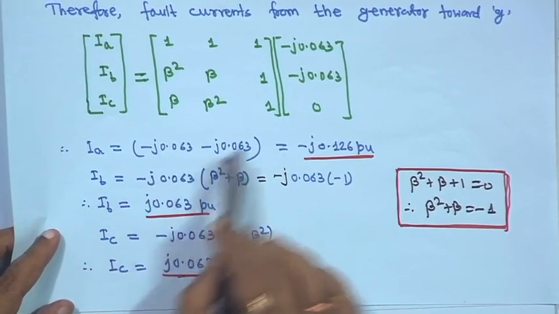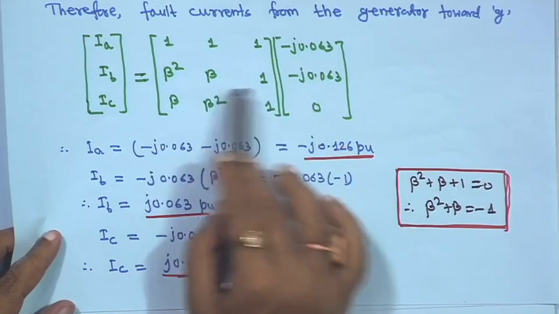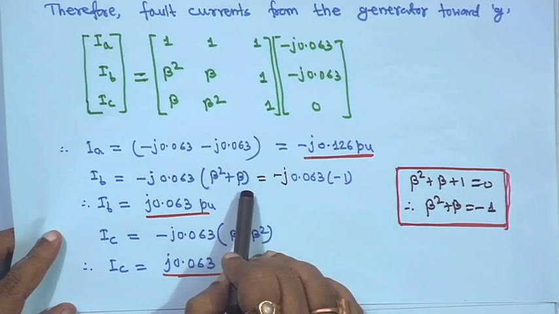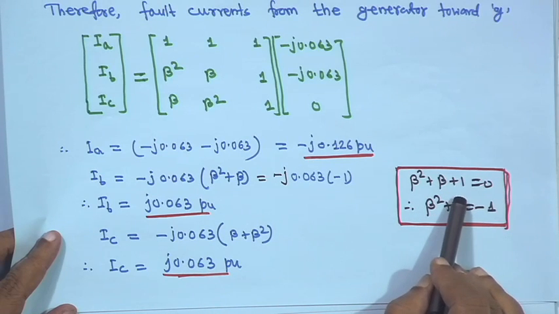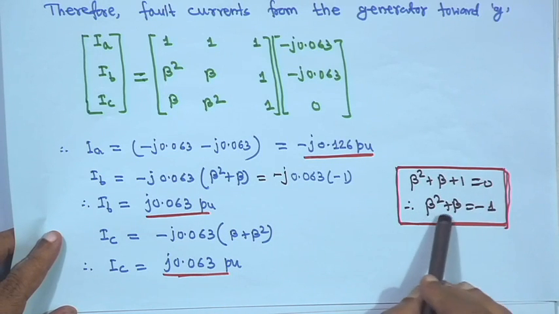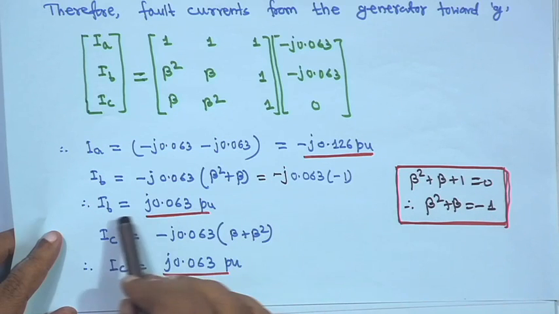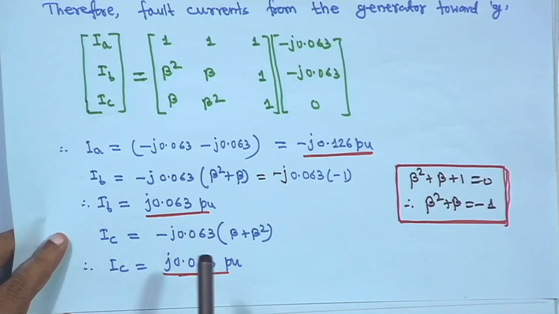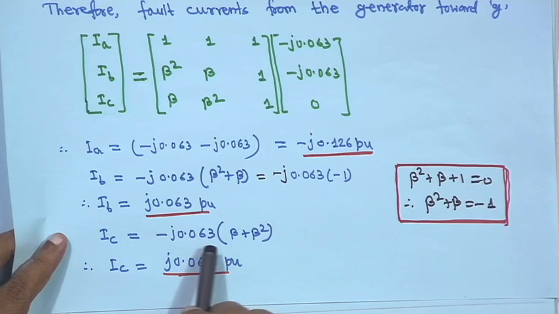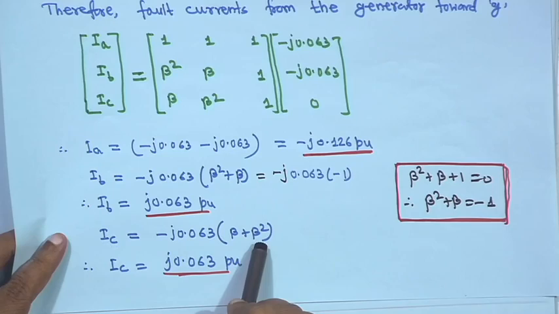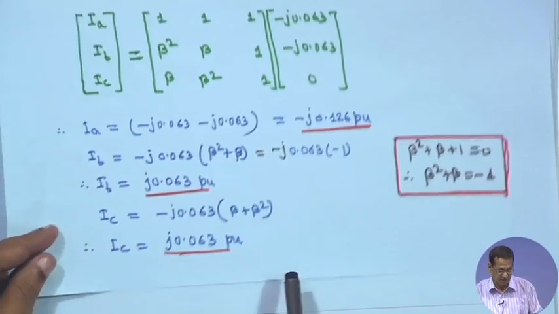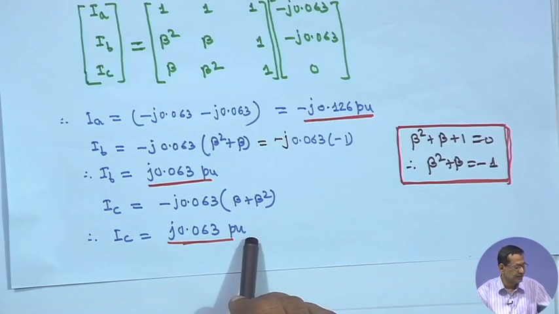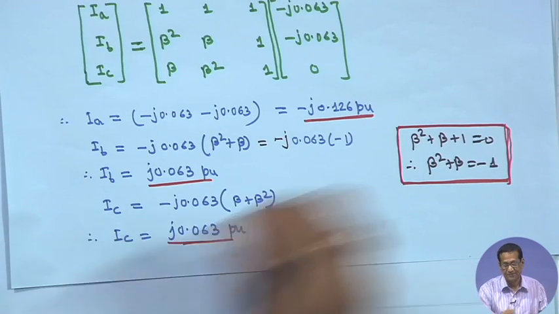Now, I_B is equal to beta square into this plus beta into this. So, it is minus j 0.063 in bracket beta square plus beta, but beta square plus beta plus 1 is equal to 0, we know that. So, beta square plus beta is equal to minus 1. So, I_B is equal to j 0.063 per unit, and I_C is equal to minus j 0.063, again same as before, in bracket beta plus beta square, which is minus 1. Therefore, I_C is equal to j 0.063 per unit. This is the fault current from the generator side.